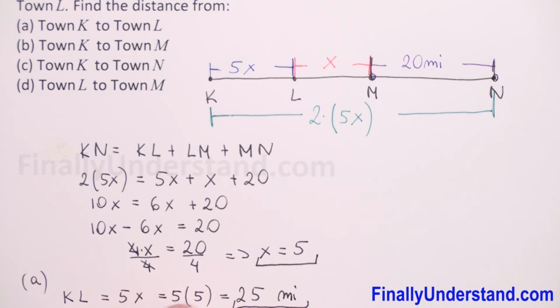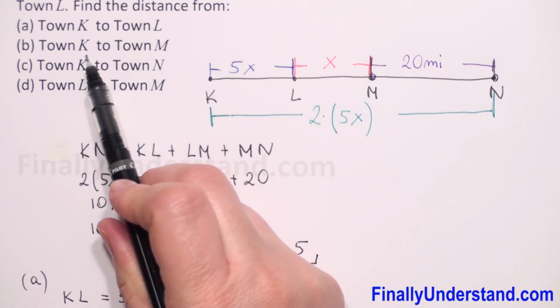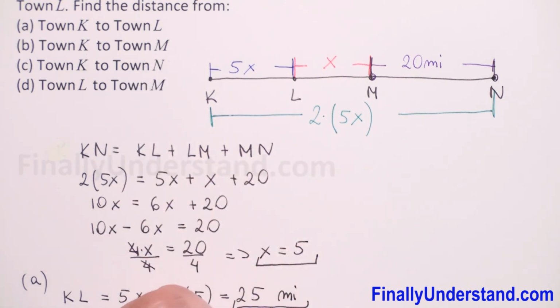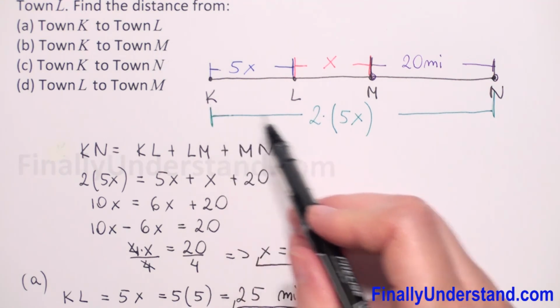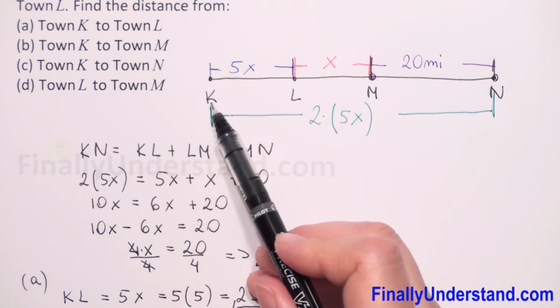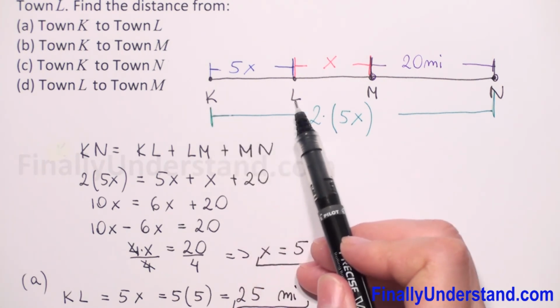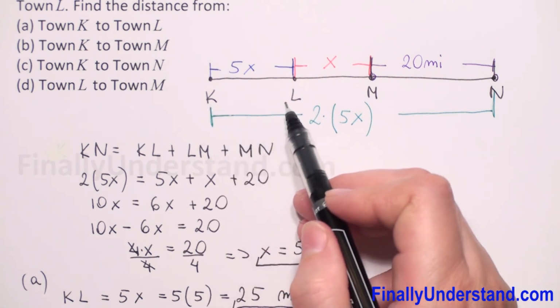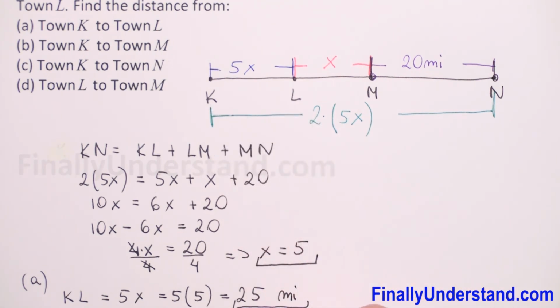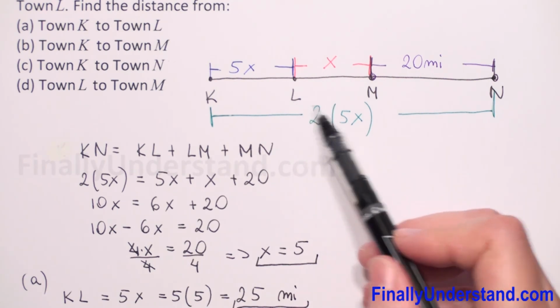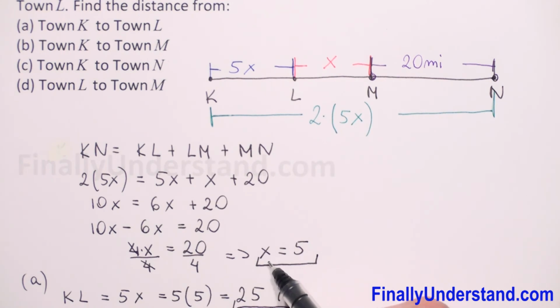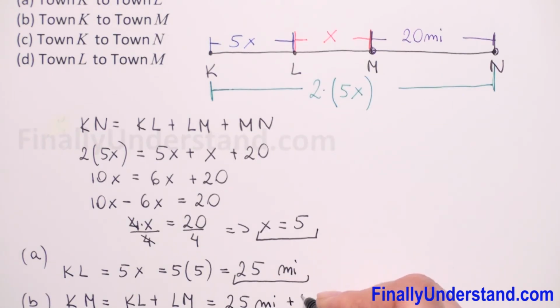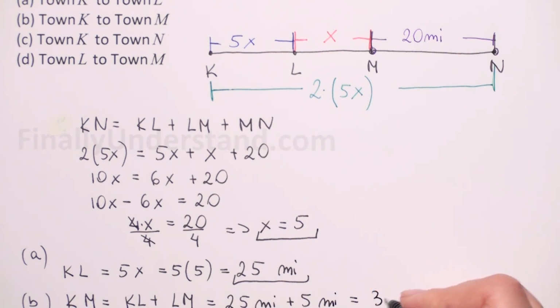Next, we have to find the distance from town K to M. K to M is equal to the sum of the distance from K to L plus LM. So this is equal to the distance from K to L, which we found is 25 miles, and the distance from L to M is x, which we found is 5. So we have plus 5, of course miles. So this is equal to 30 miles.